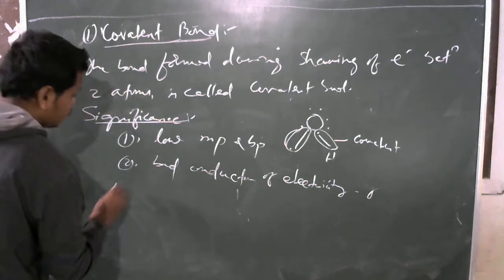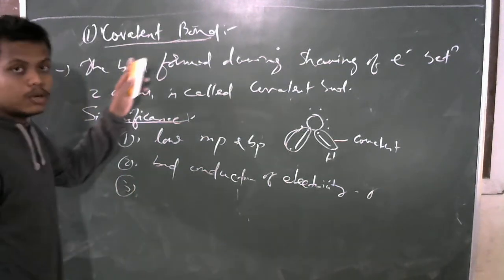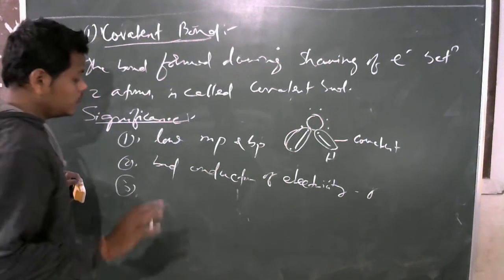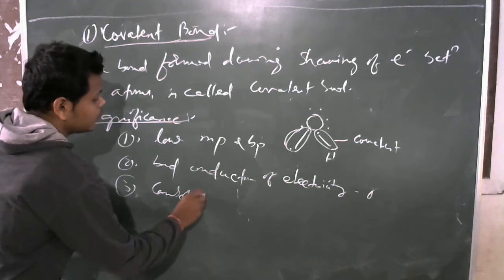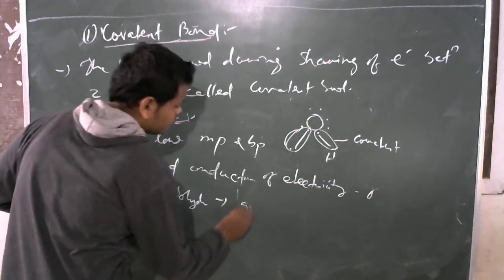Then where are covalent bonds found? Covalent bonds are found in generally most of the biomolecules. In carbohydrates, the glycosidic bond.